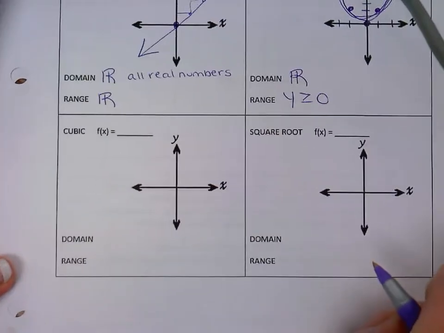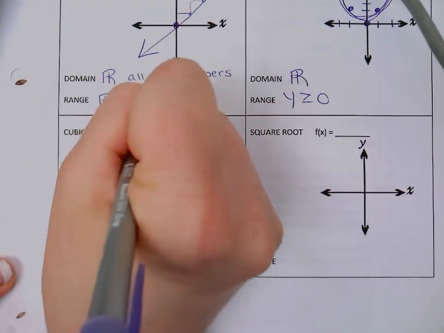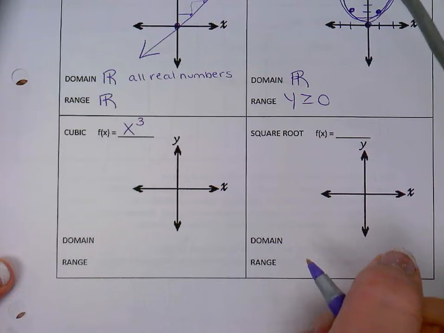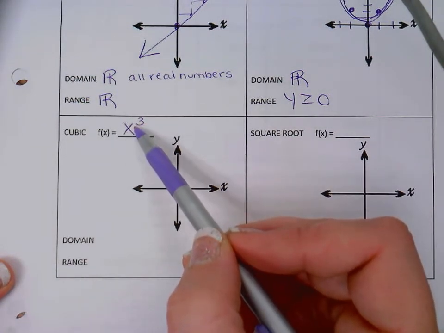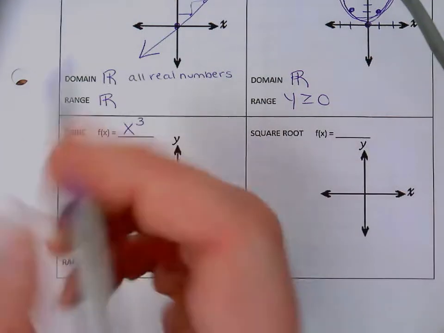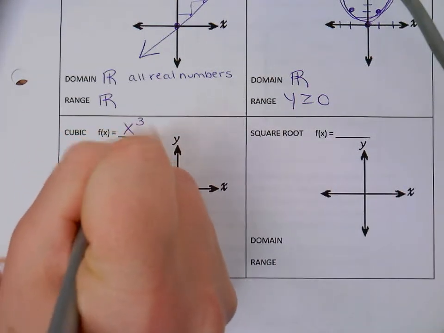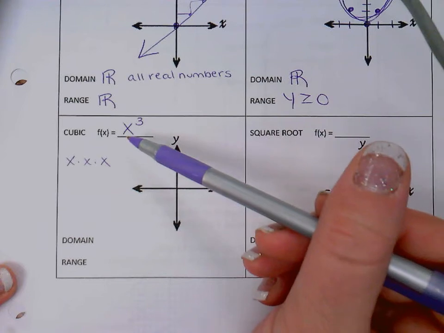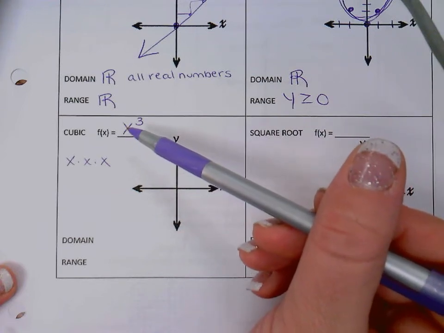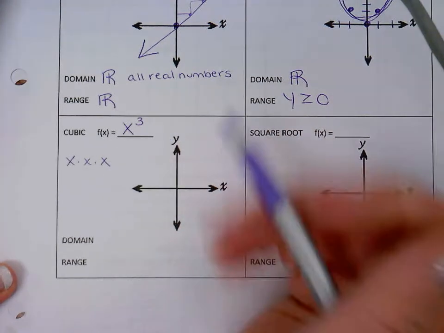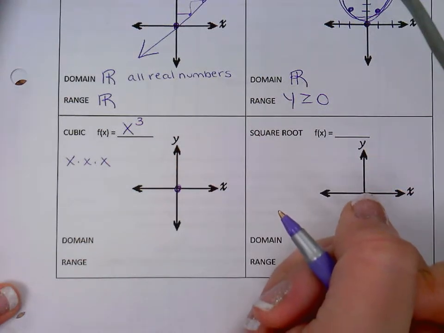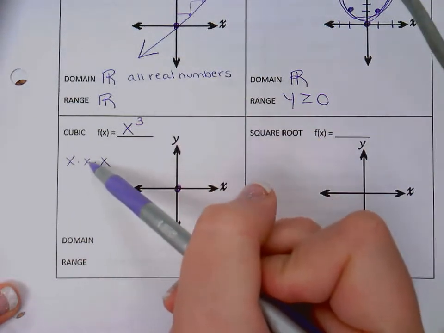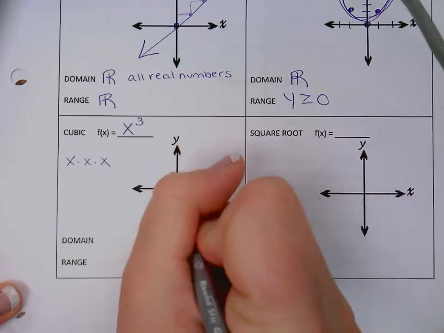A cubic function, x cubed. We haven't seen this one before. What happens when you cube a number? It means you're multiplying a number by itself 3 times, x times x times x. Let's plug in some values. If we plug in 0, 0 times 0 times 0 is still 0, so 0, 0. What happens if we plug in the number 1? 1 times 1 times 1 is still 1.